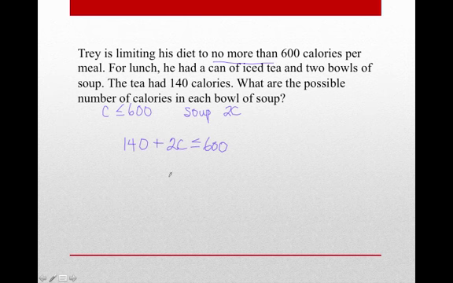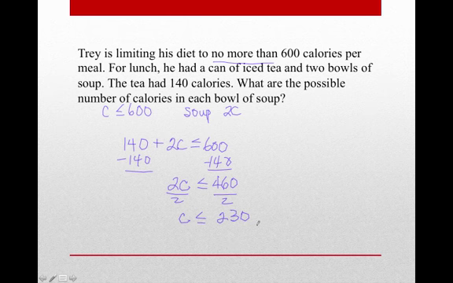I've got 2 things on both sides of my equation. I'm good to isolate. And so I have 2 of those calories have to be less than or equal to 460. Divide by my coefficient of the variable, and I get C is less than or equal to 230.